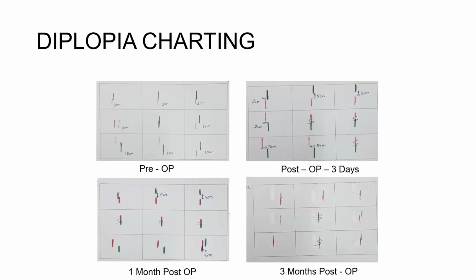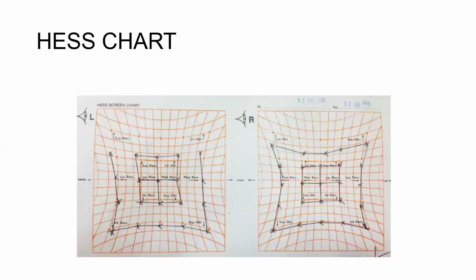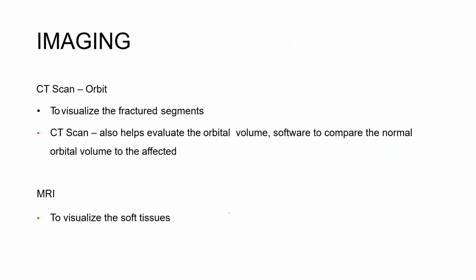Basic diplopia charting. This is again a very basic thing which is subjective. Two lights are used, red and green. So this can be done at a basic level. Hess charting is used for the range of movements of the eye to diagnose the muscle action.